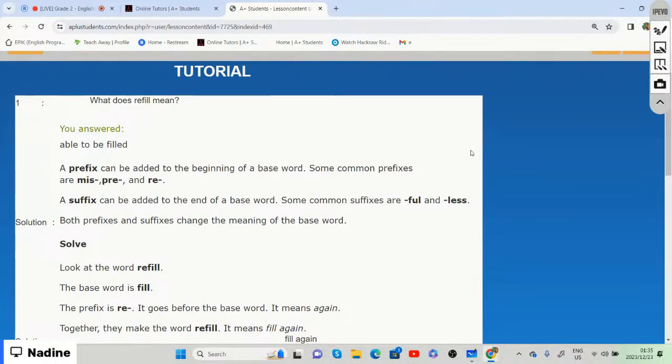And if you know the meanings of the prefixes or the suffixes, as I just mentioned, then it will be way easier for you to make meaning once it is added to the base word. And once you add it, you change the meaning of that word.